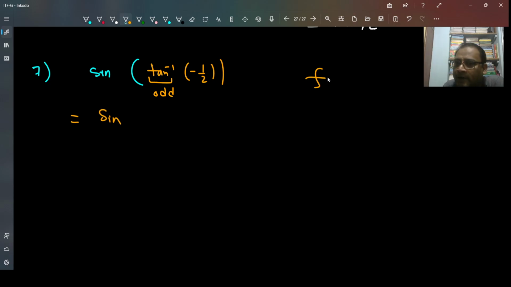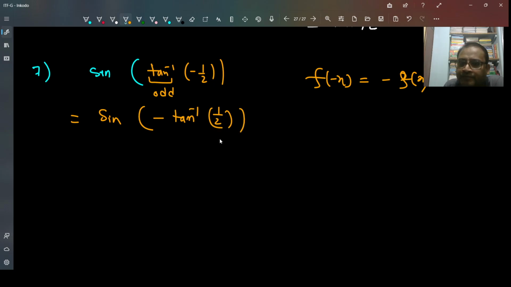So question number 7: sine of tan inverse of minus half, we have to find. You know that tan inverse, in the beginning I told you, is an odd function. Since it is an odd function, f of minus x should be the same as minus of f of x. So from here we can write minus tan inverse of 1 by 2.